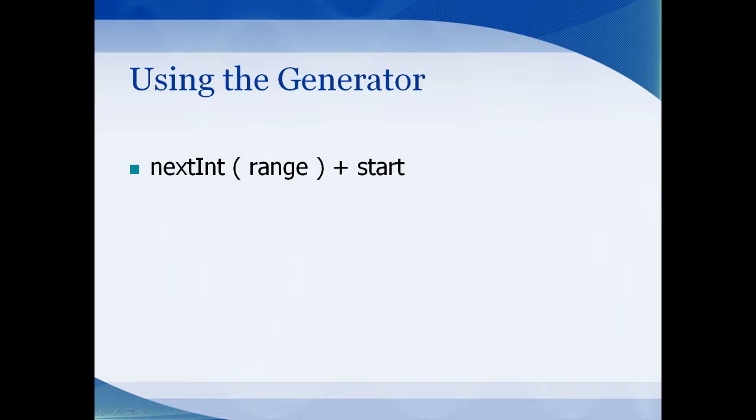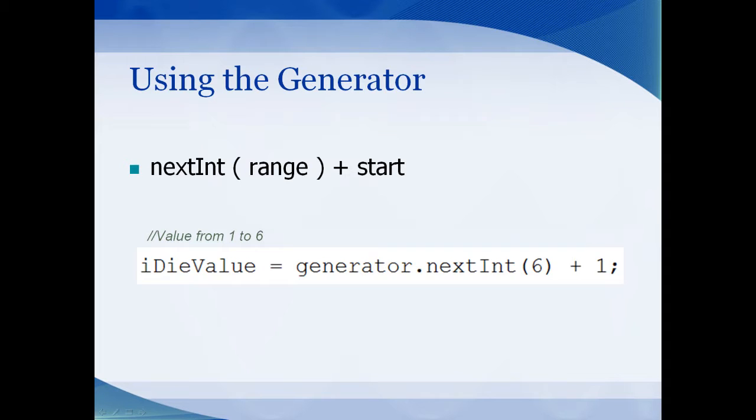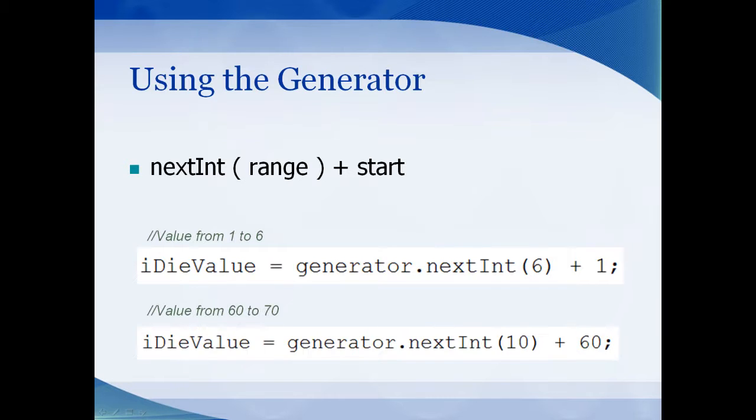So let's say you're coding a dice program. Well, most dice have 6 sides, so our range would be 6. The start would be 1, so it would be any number between 1 and 6. Now suppose we wanted a random number between 60 and 70. I don't know why I thought of 60 and 70. Because I'm human, I can think of random numbers like that. Anyway, your range from 60 to 70, that's 10 numbers. So your range is going to be 10, and your start is going to be 60.